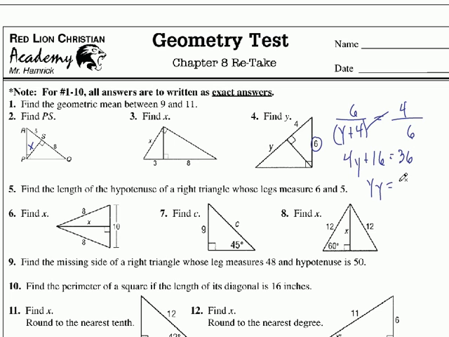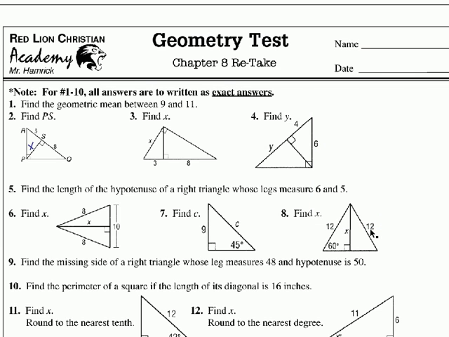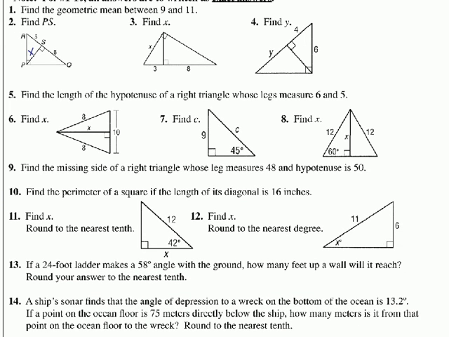4y equals, subtract 16, what's that? 20. That's supposed to be a 4, looks kind of weird. Okay, divide by 4, so y is 5. And that would be your answer, just like that. We good with that? Good. I take your silence to mean you completely understand that. I don't know if that's a good thing or not, but all right.